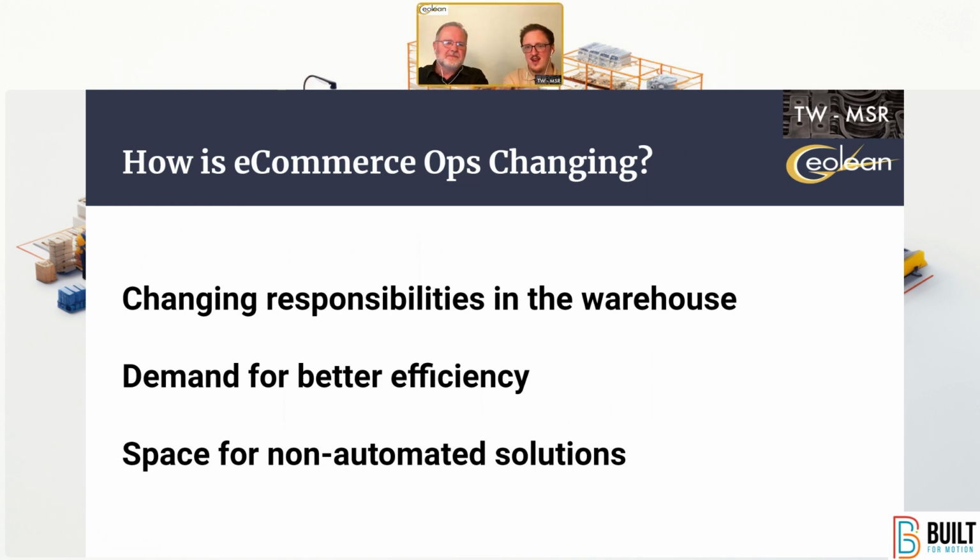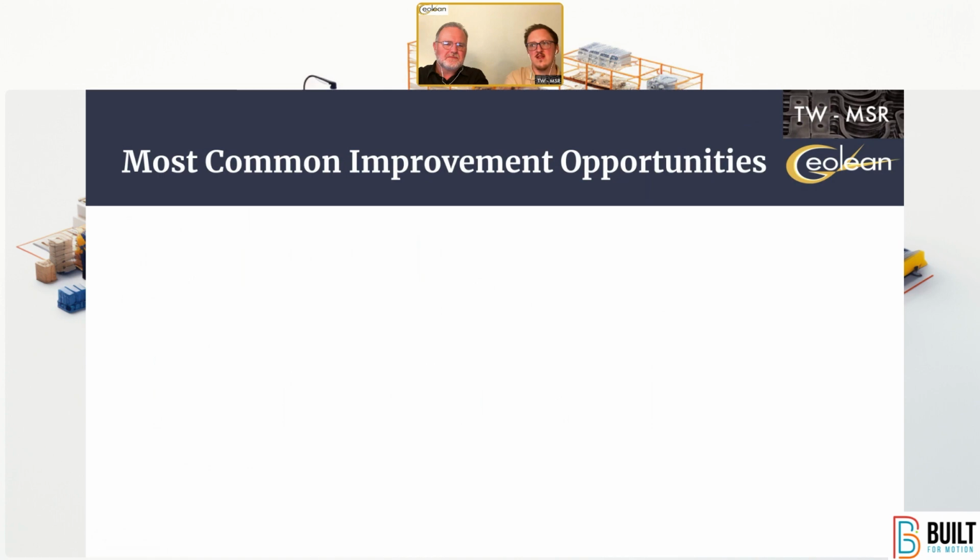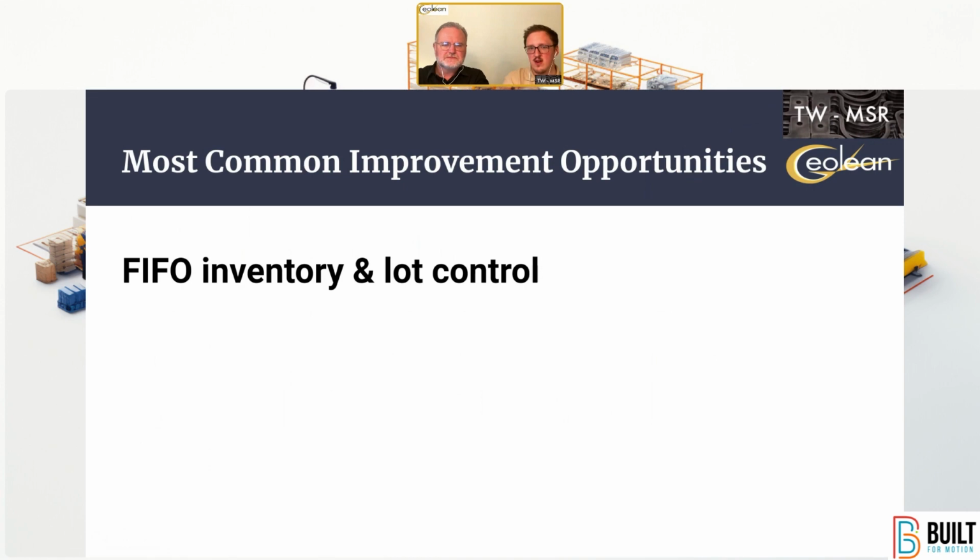Yeah, and then the next thing I wanted to move into is what we've seen as the most common measurable opportunities when you implement a lean solution or any kind of solution in a warehouse. What are you trying to control? And the first one is first in, first out, inventory control and lot control. You can speak a little bit to that if it makes sense.